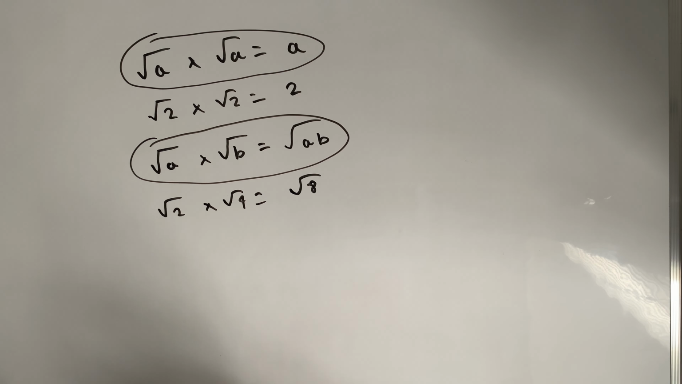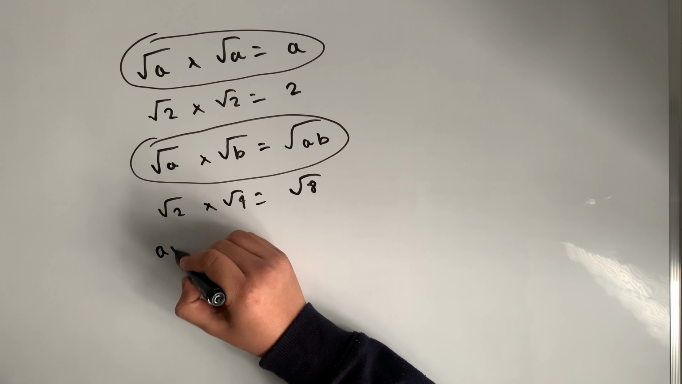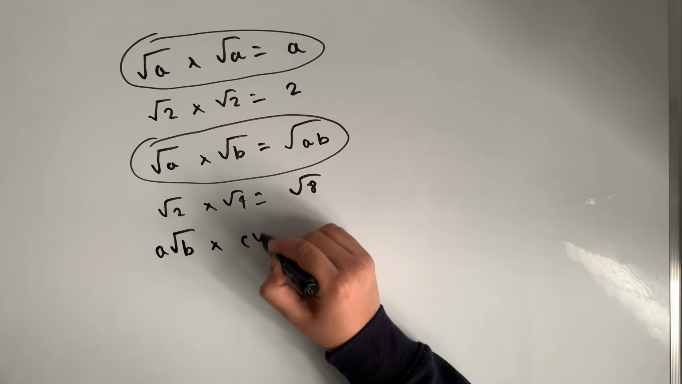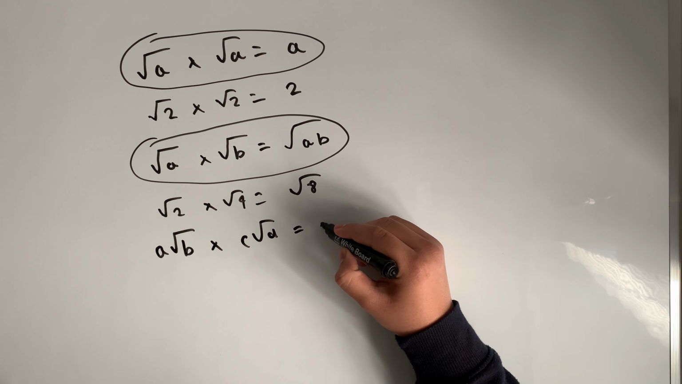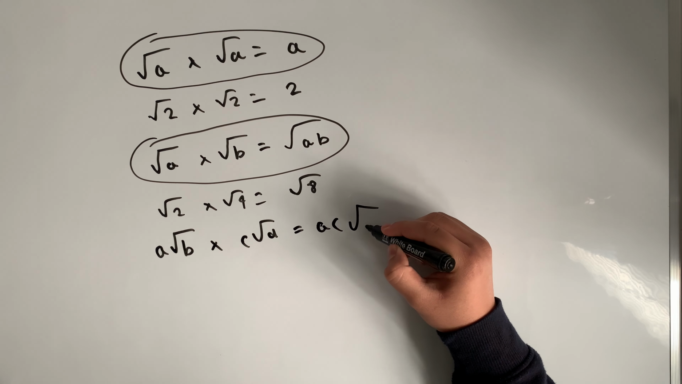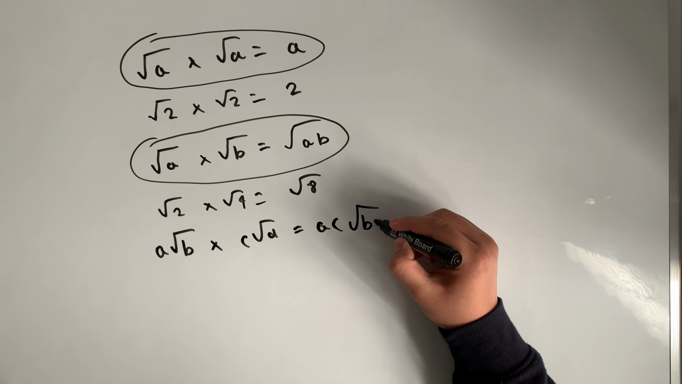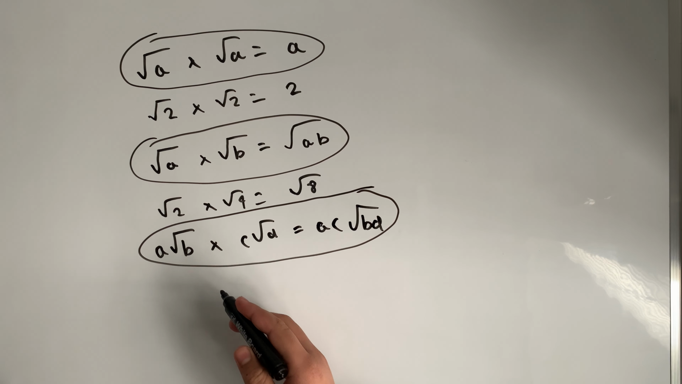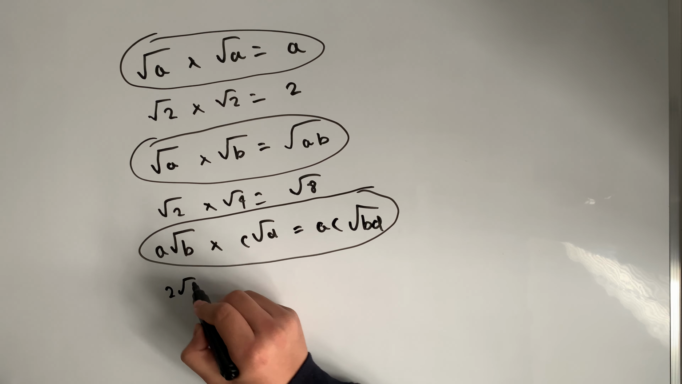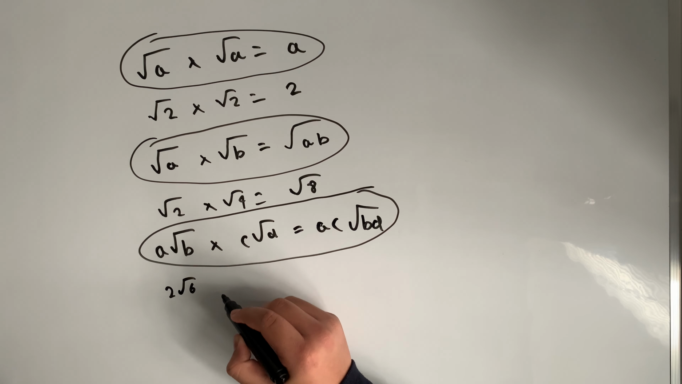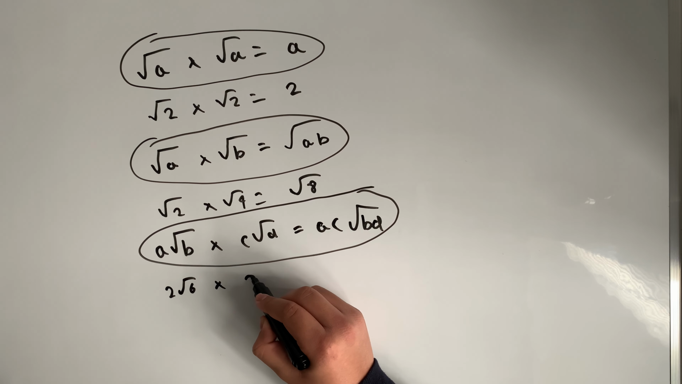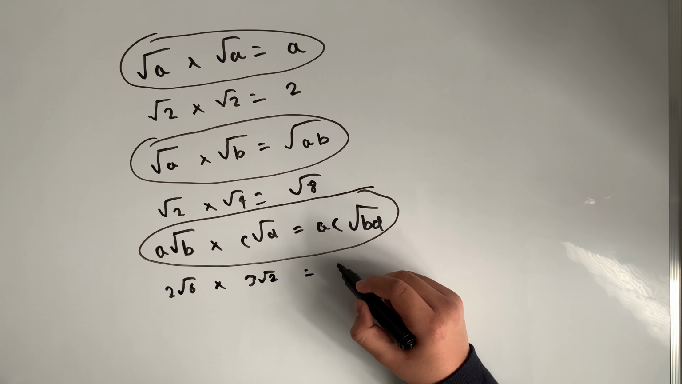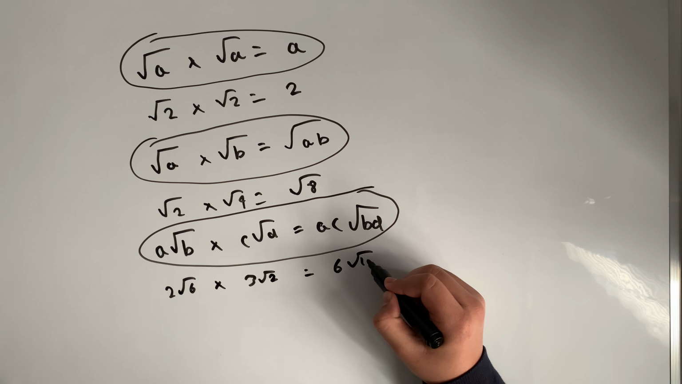Another one is a root b times c root d. This would simply equal ac root bd. So an example for this would be 2 root 6 times 3 root 2 equals 6 root 12.